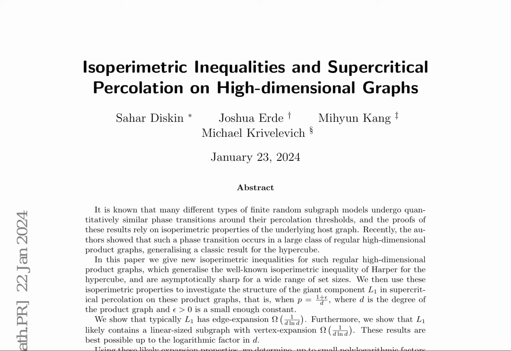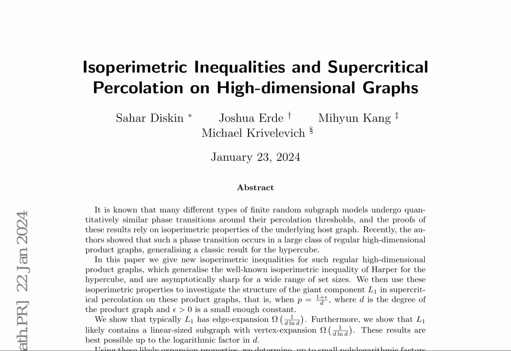Isoperimetric properties are crucial for understanding the large-scale structure of the giant component in percolation models. The authors' study of isoperimetric properties in high-dimensional product graphs provides a vital step towards understanding the typical structure of the largest component after supercritical percolation.